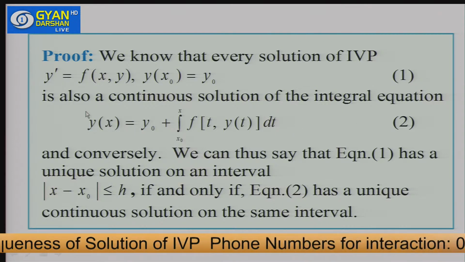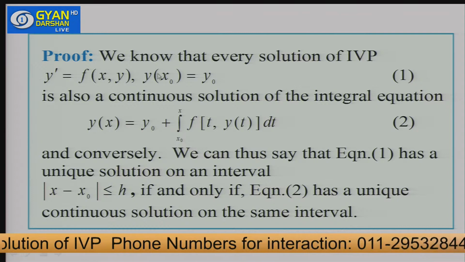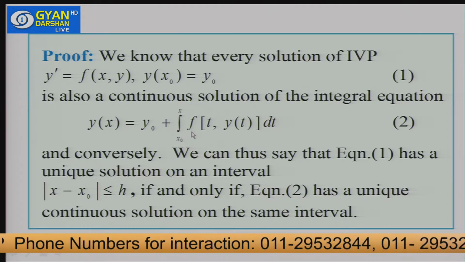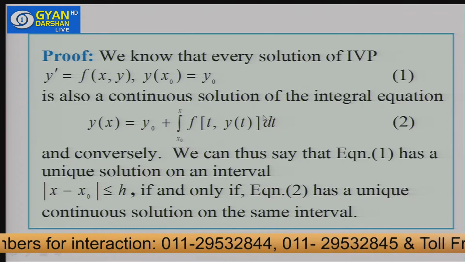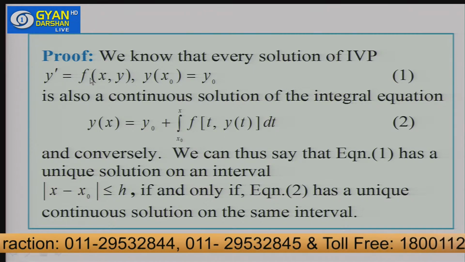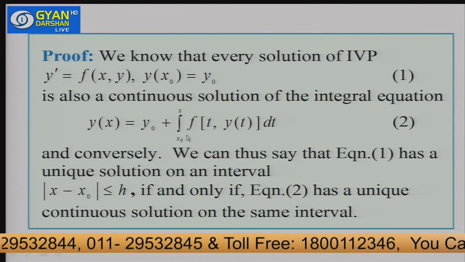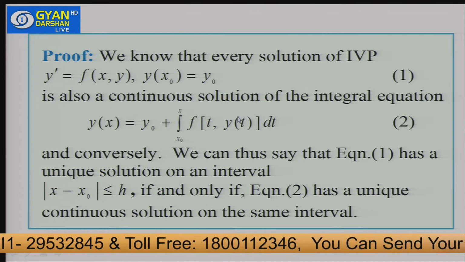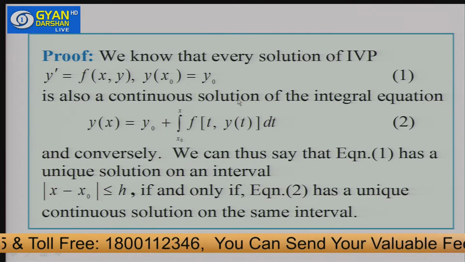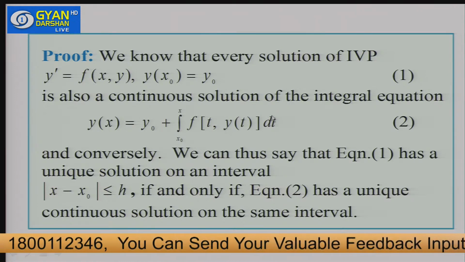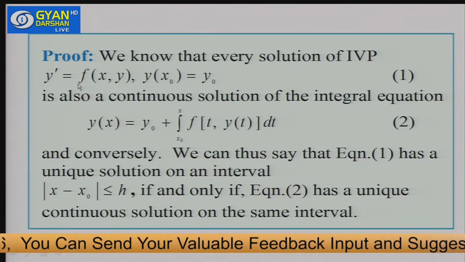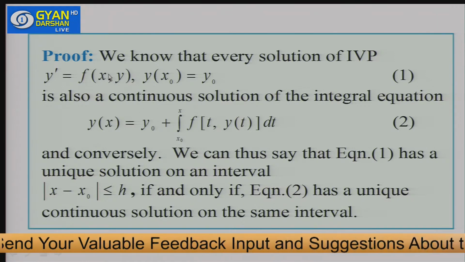y(x) minus y0. I have just taken y0 to the right hand side. And if you take the integration, this is what we are getting. So you can convert this into this, no problem. f is continuous, it is already given, so we will be able to integrate it. So y is a continuous solution of the integral equation. This is called the integral equation of this corresponding differential equation.